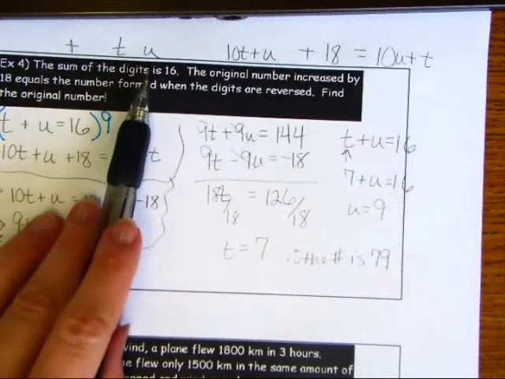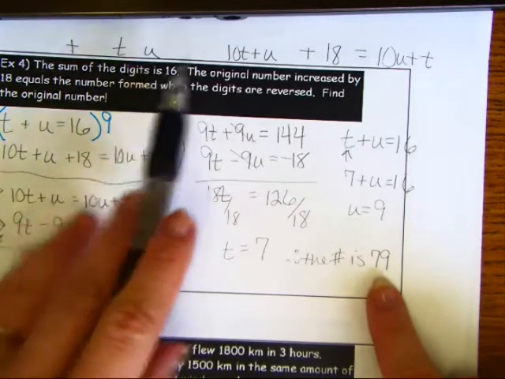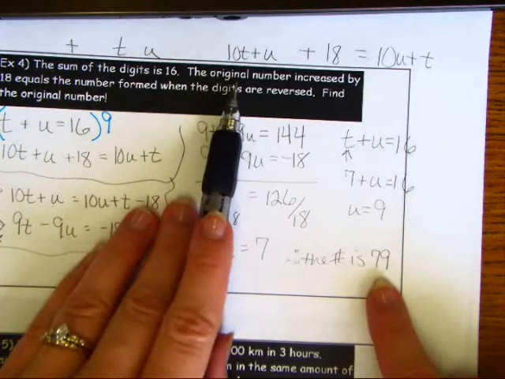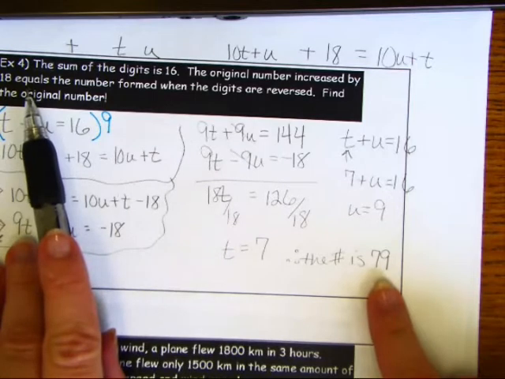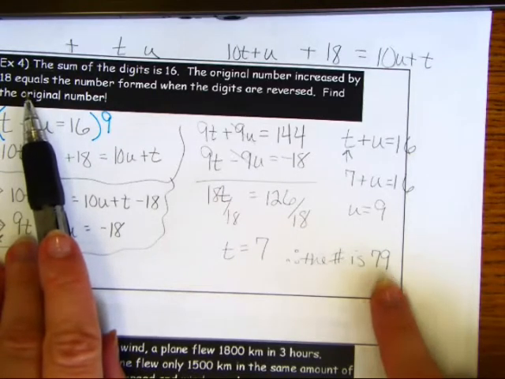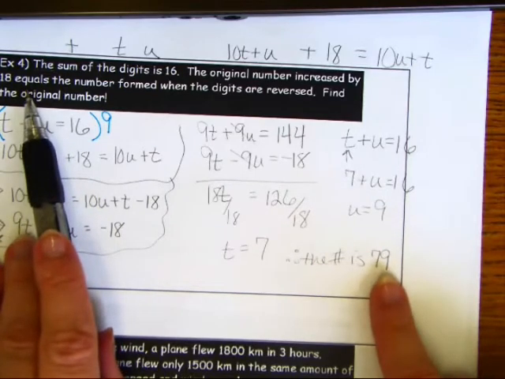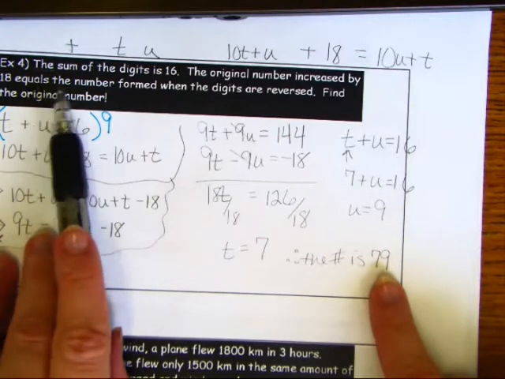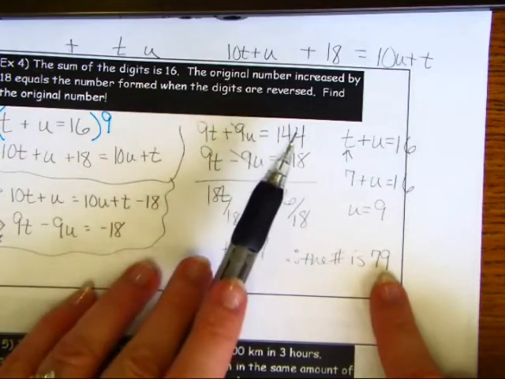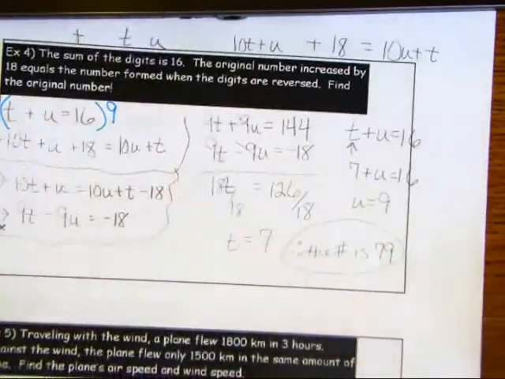If you're not quite sure if that's right, just try to check it. Do the digits add to 16? In other words, the 7 and 9 make 16. Yep. Is the original number, if you add 18 to it, 79 plus 18? 79 plus 18 is 97, isn't it? Is that the number you get if you reverse the digits? Sure is. Must be right.